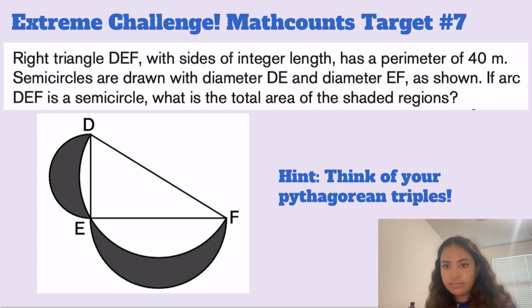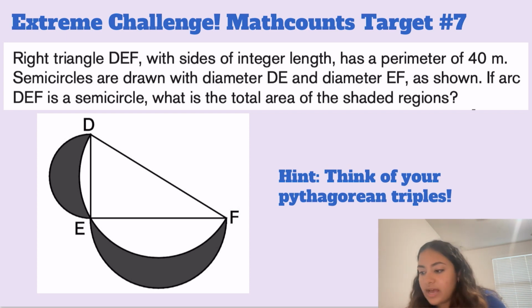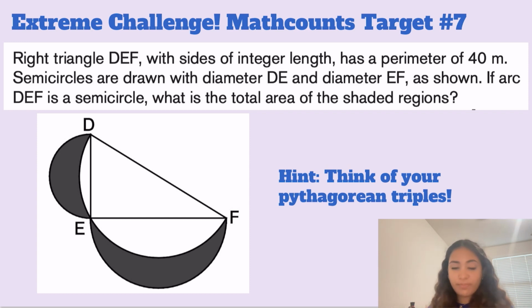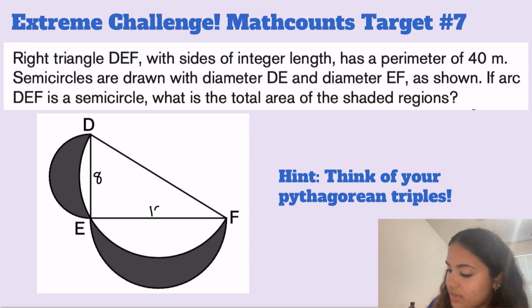So at first it seems like they don't give us the side lengths of the triangle, but they give us the perimeter, which is 40 meters. But because we know that all of the sides are integers, we know that it has to be one of our Pythagorean triples. So if you look back at the Pythagorean triples, you want to find one that has perimeter of 40. And if you sum them up, you realize that an 8, 15, 17 triangle has perimeter 40, which means DE is 8, EF is 15, and DF is 17.